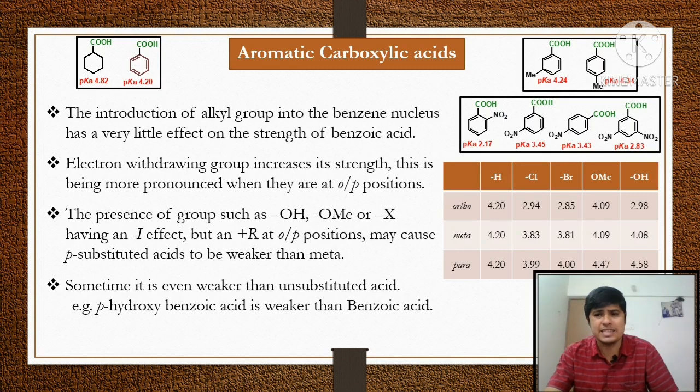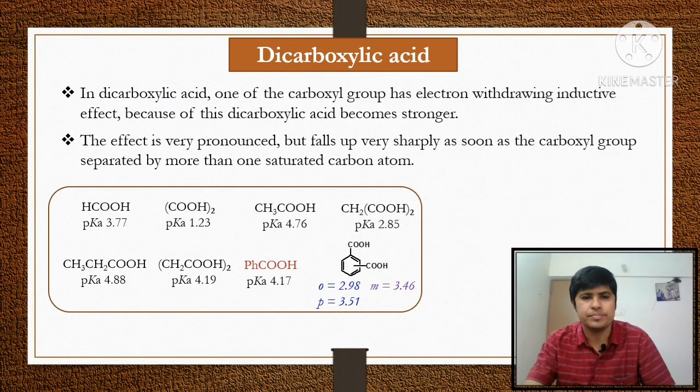Now let us see the next slide. Dicarboxylic acid. Here we are going to see the acidity of dicarboxylic acid. In a dicarboxylic acid, one of the carboxyl groups has an electron withdrawing inductive effect. Because of that, the dicarboxylic acid should be stronger. The effect is very pronounced but falls off very sharply.